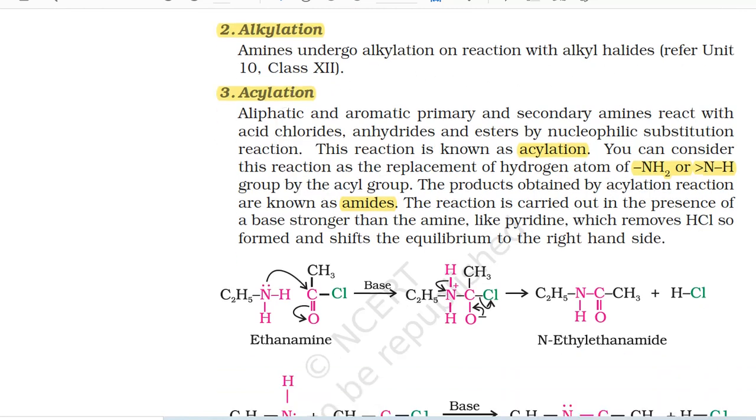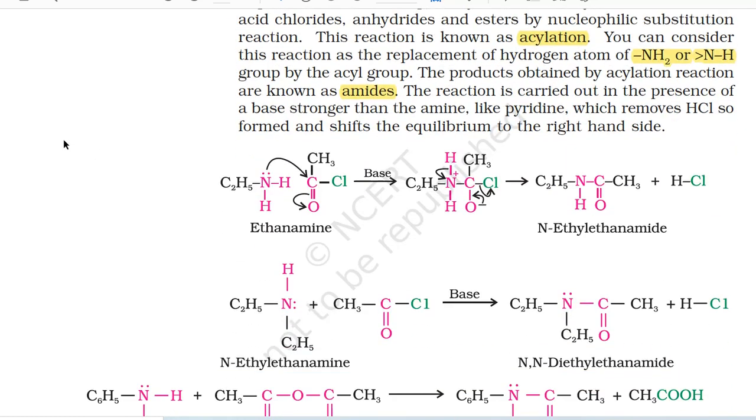Third, acylation. Aliphatic and aromatic primary and secondary amines react with acid chlorides, anhydrides, and esters by nucleophilic substitution reaction. This reaction is known as acylation. You can consider this reaction as the replacement of the hydrogen atom of the NH2 or >NH group by the acyl group. The products obtained by the acylation reaction are known as amides. The reaction is carried out in the presence of a base stronger than the amine, like pyridine, which removes HCl, so as to shift the equilibrium to the right hand side.